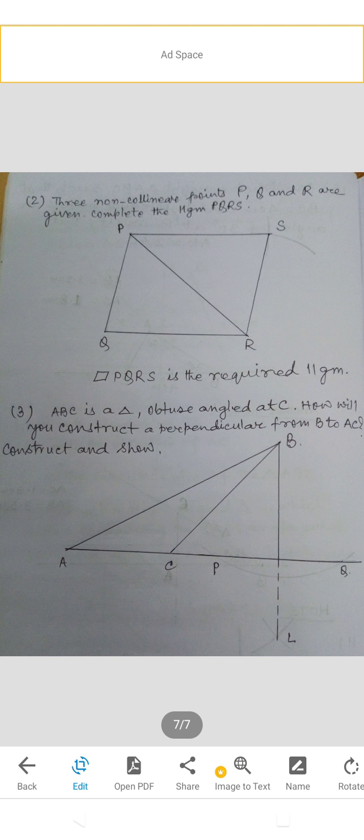Therefore, we construct a perpendicular from B to AC. So ABC is the required triangle and BL is the perpendicular from the vertex B on AQ.